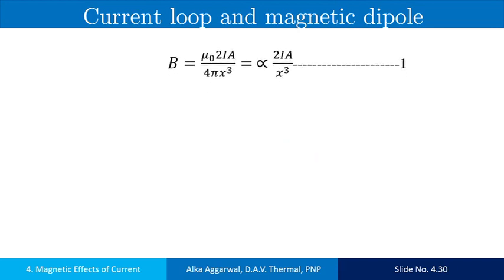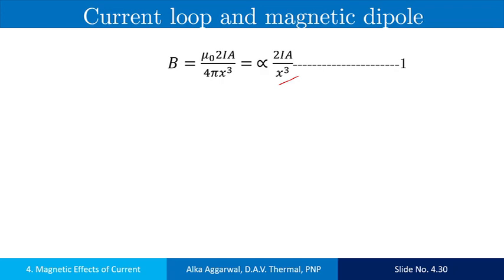As you know, the magnetic field at a distant point P on the axis of a circular current carrying coil is proportional to 2Ia upon x cube, where x is the distance between the center of the loop and the point P, which is lying on the axis.